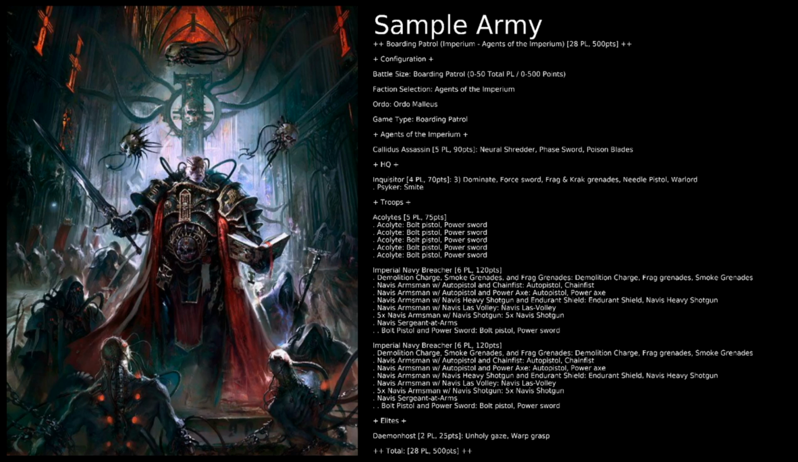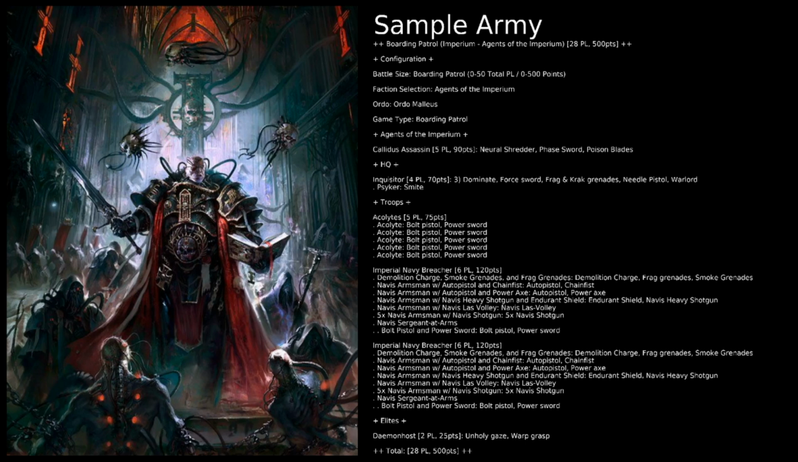We've got a unit of acolytes, all with power swords and bolt pistols here, five of them, and they're going to be hanging around our Inquisitor. Two Imperial Navy Breacher units, both with demolition charges, chain fist, power axe. You've got the endurance shield in there, both with the last volleys. If you wanted to upgrade the guns in here, you could drop a couple of power swords off your units, and you would easily get them in. Shotguns, and then a power sword on the Navis Sergeant at Arms in there. Demon Host rounds out our force.